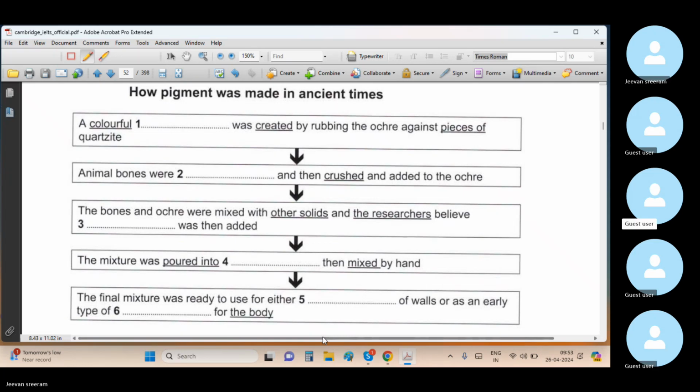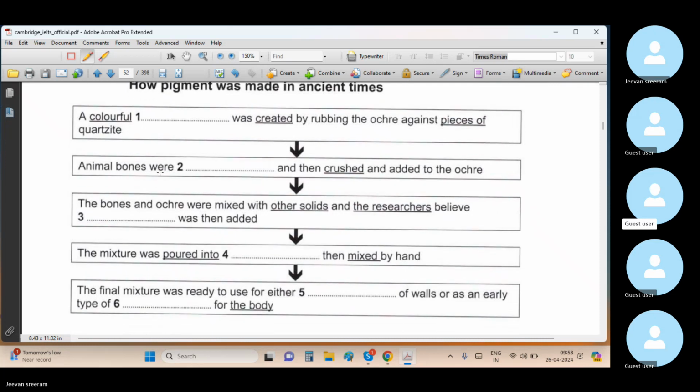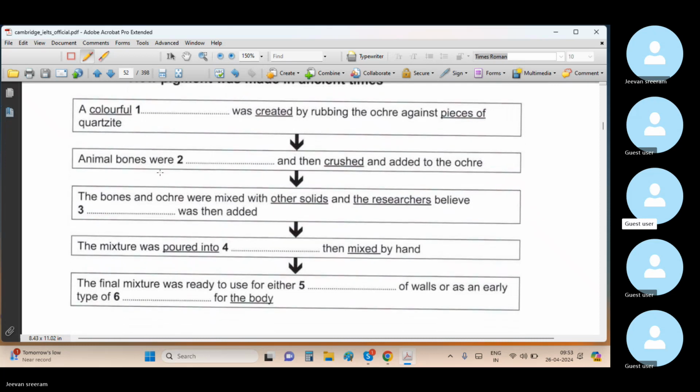Red powder. Okay, you can't write red powder, buddy. A single word must be written. In red powder, which word should be written? Is it red or powder? Powder. Yes, because colorful has already been given here. Okay.